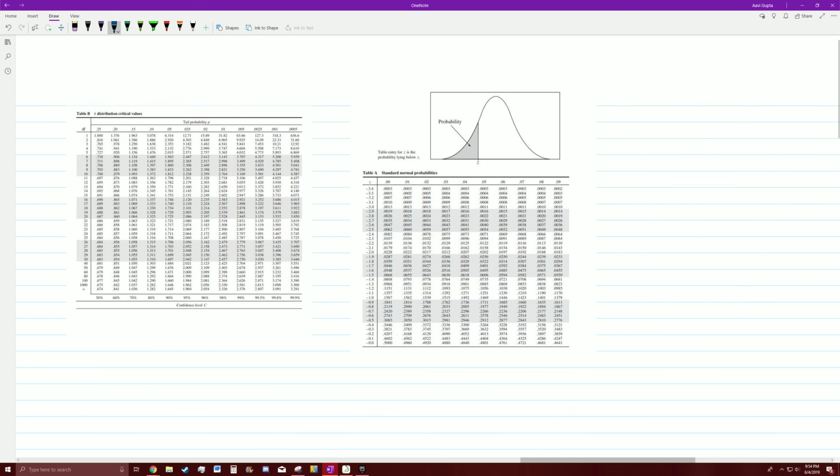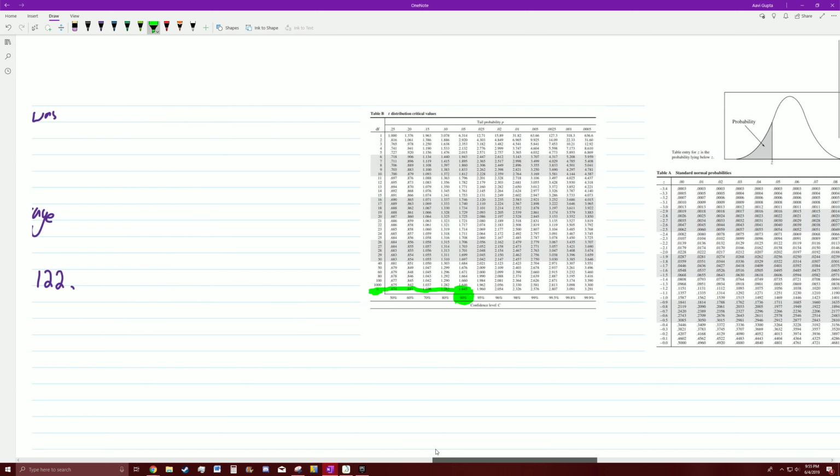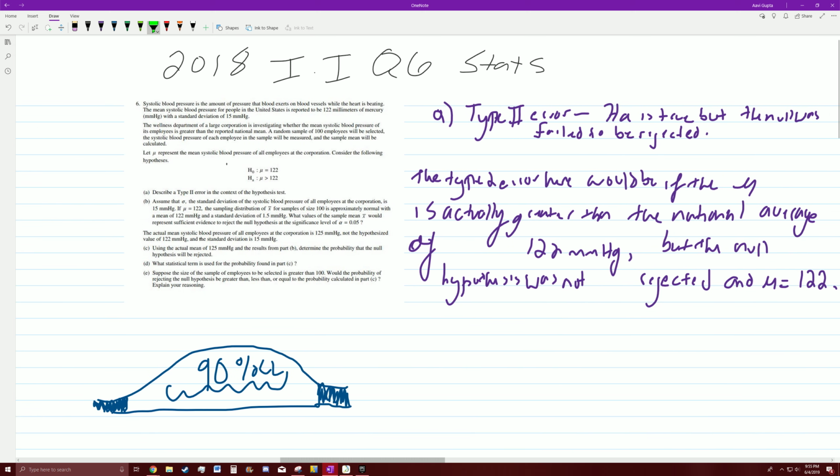So if we head over here, grab our highlighter. Okay, basically, there we go, right here. 90% is our confidence level, and this is means, but we're going to use the infinity row. Here we go. 1.645. Okay, cool. That's our z-score for a 90% confidence level. It would be equal to 1.645.